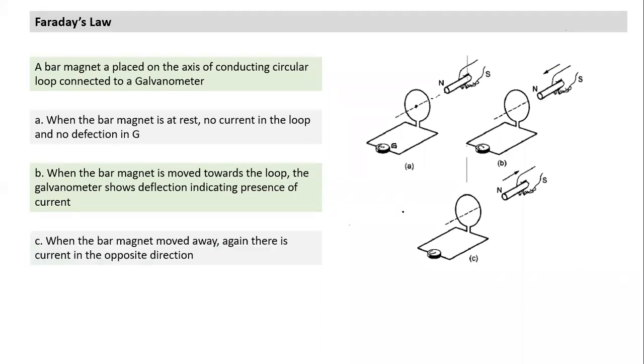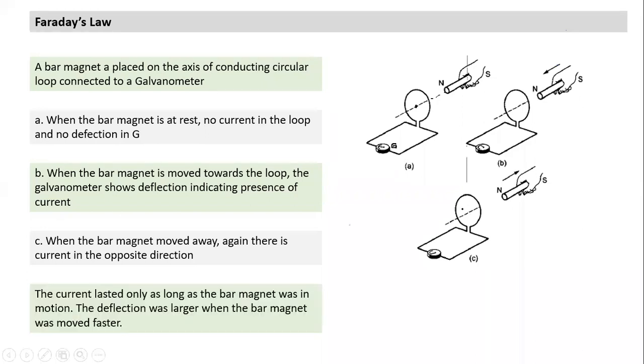Similarly, if we continue the experiment in figure C, this magnet was at rest, then moved towards the coil, and in the third case, the bar magnet is moved away. Again there's a current, but this time the current is in the opposite direction. If it showed deflection in one direction before, in this case it showed deflection in the opposite direction. Whichever direction the current was when the magnet was moving towards the coil, when it is moving away, the direction of current was opposite.